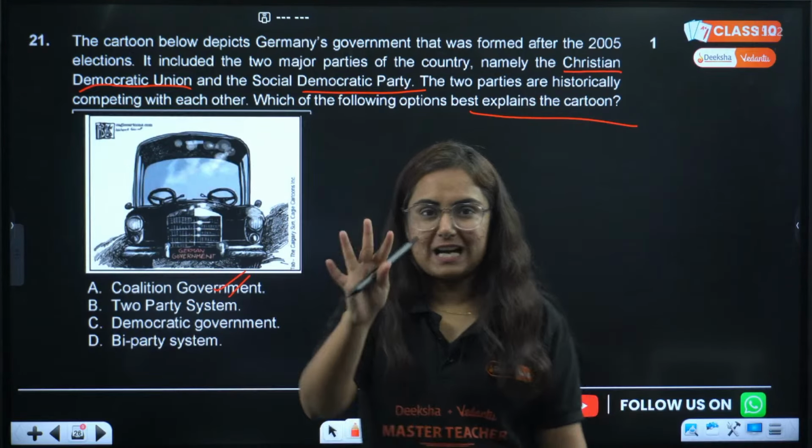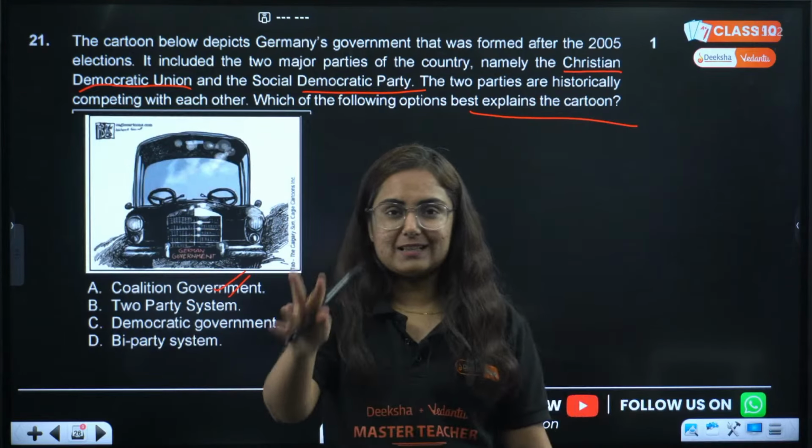See, in this picture, a car is having two steerings. Is it possible to run it? No. When two parties that were rivals of each other came together, formed the government, will it work? No, bhai. In a similar way, a car cannot run on two steering. Get it? Fine.